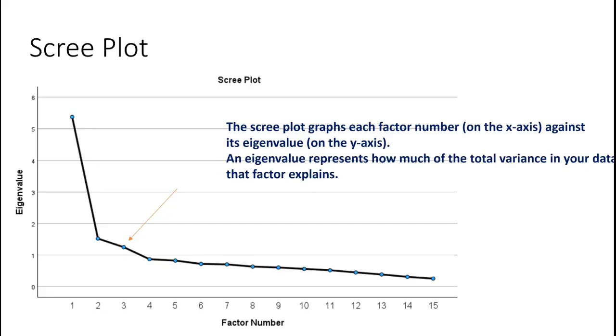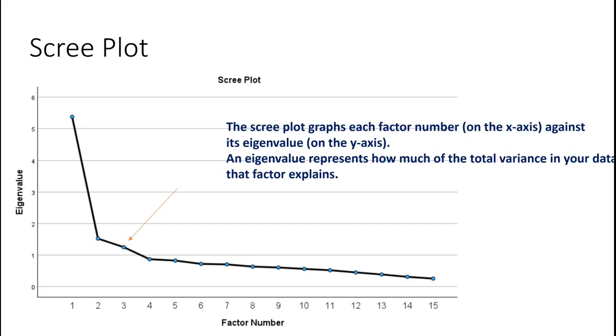You can use the Kaiser rule, the K1, right? Any factor with an eigenvalue greater than 1. There's a number of other criteria that people have proposed, right? Like retaining the number of factors that explain some predetermined set of variability, achieving simple structure, which we'll look at in a second. But the most important thing is probably the interpretability of the factors.